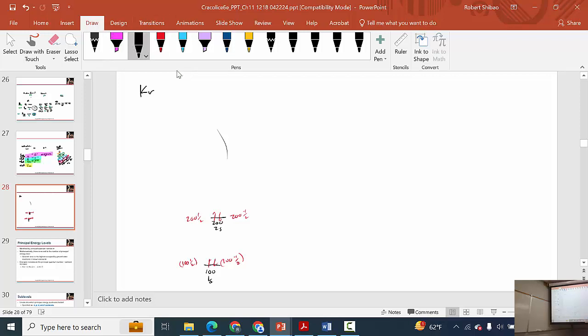Okay, then where? 2p. Okay, how many lines did you draw for 2p? 3. And so what do those lines correspond to? 2, 1, minus 1; 2, 1, 0; and 2, 1, 1. These are the 3 2p orbitals, and we fill these singly with parallel spin before doubling them up.